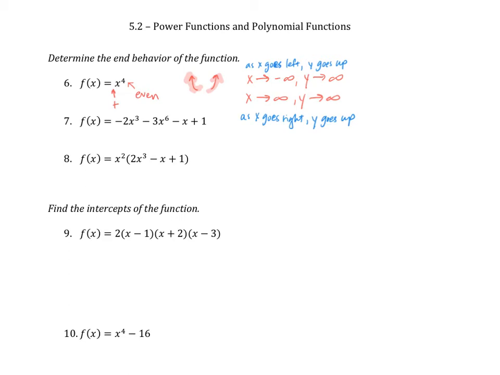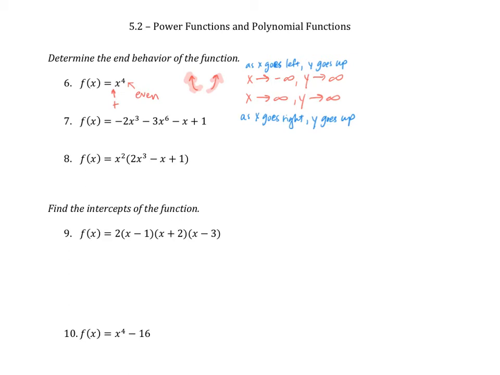For the x, a negative infinity would indicate left, and a positive infinity would indicate right. So remember, x is left and right, y is up and down. So that's kind of what we're looking at. Let's look at the next one at number 7.